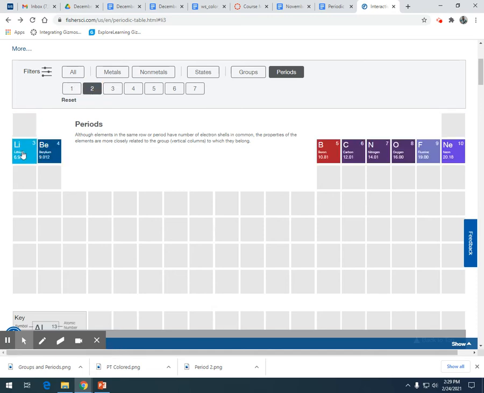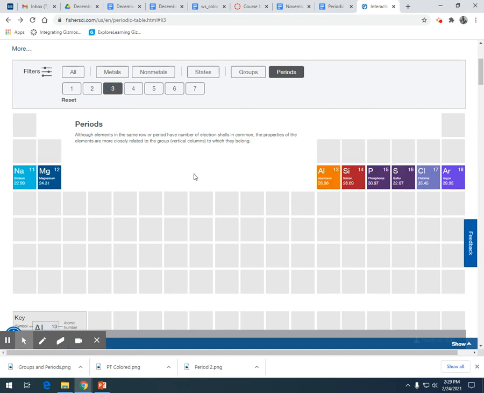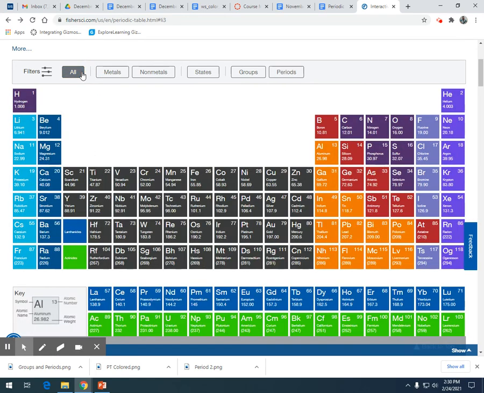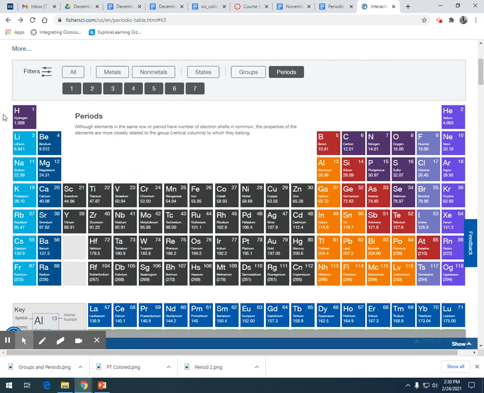The second period has lithium, beryllium, boron, carbon, nitrogen, oxygen, fluorine, and neon. So there's nothing in this area here, but it's got 1, 2, 3, 4, 5, 6, 7, 8 elements. Period 3, we go down 1. So all of these periods would have a 1 to the left here, and then a 2 here, a 3, then a 4, then a 5, then a 6, and so on. The period tells us when we have to reset the outer valence electron shell.